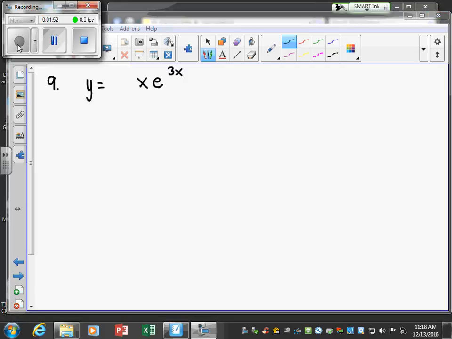Okay. y equals x e to the 3x. What's the first thing you need to identify? That this is two terms. I like to denote that by doing this because it reminds me that it's two terms, and therefore I know that I need to do what? Product rule, which is first times the derivative of second plus second times the derivative of the first. So if you will, go ahead and work on that.